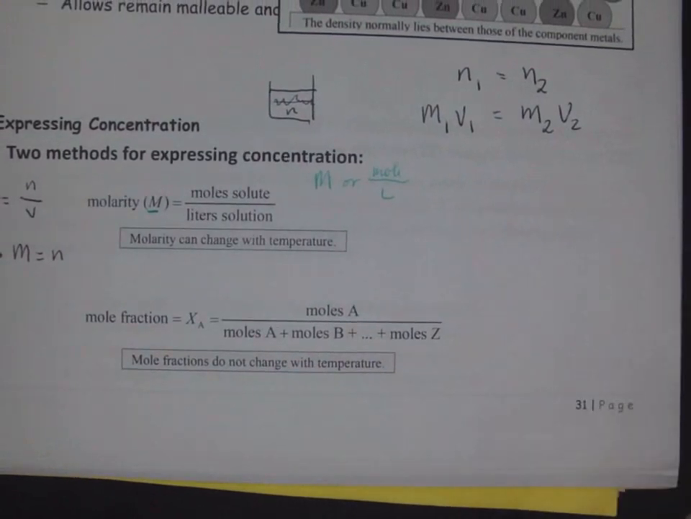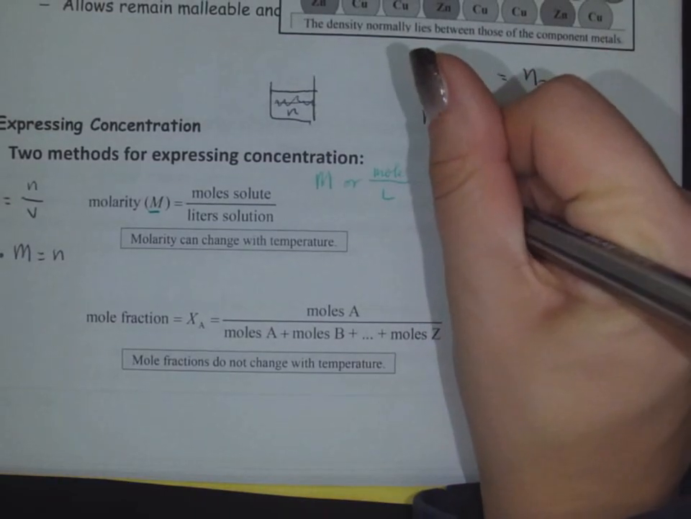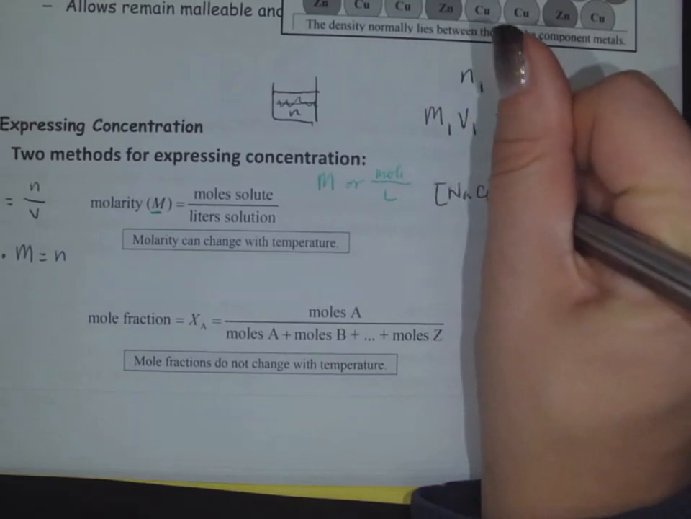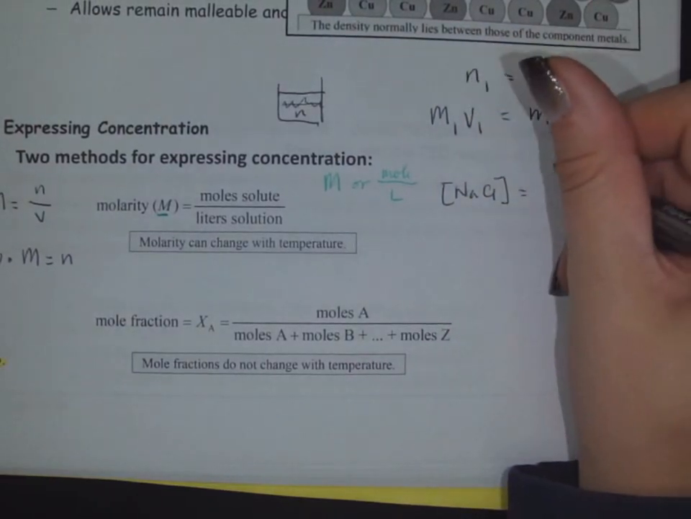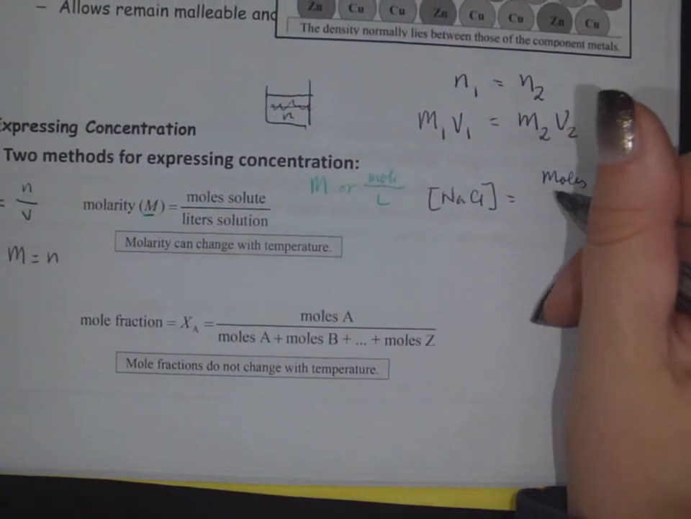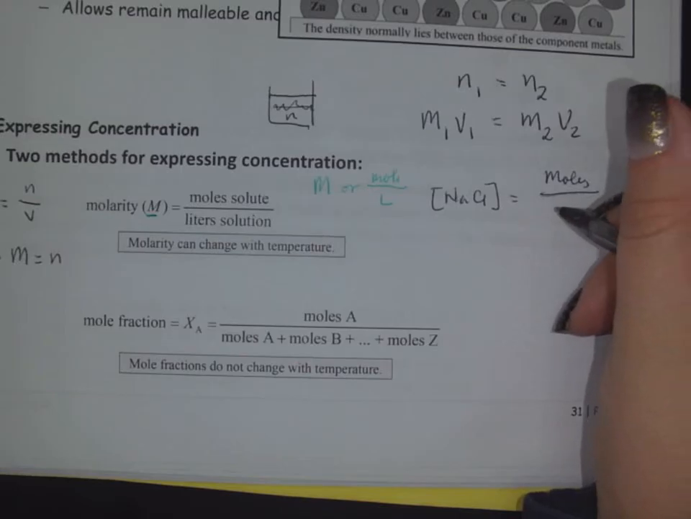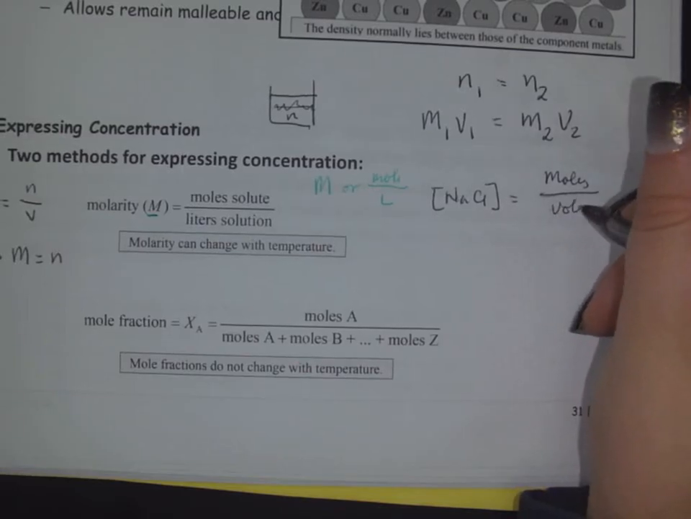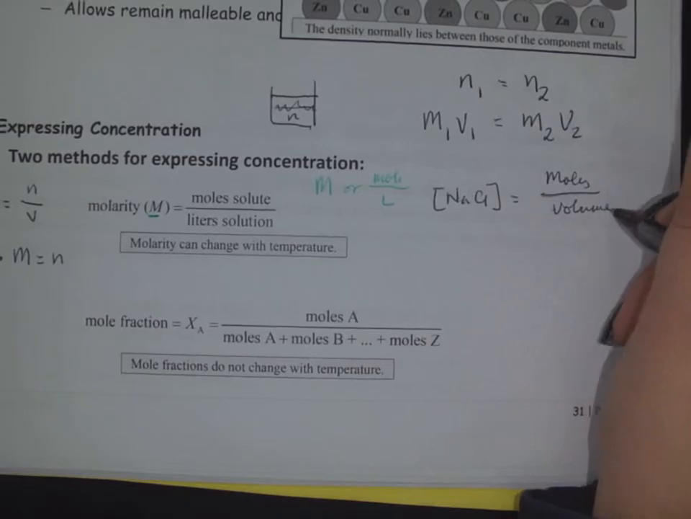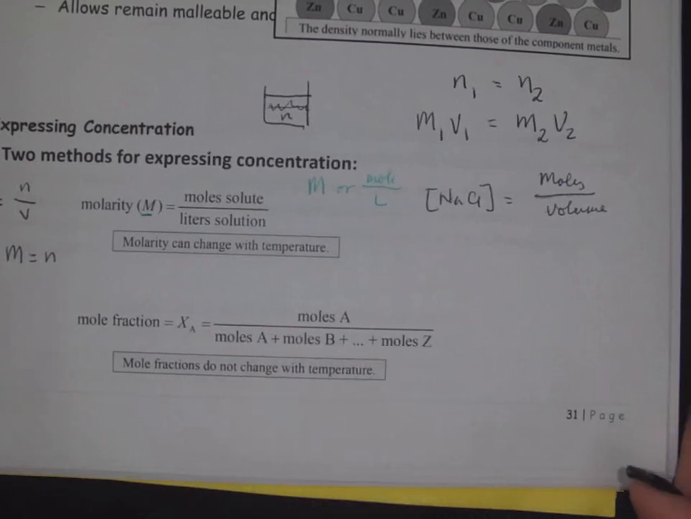And the last thing I want to point out is that we often see that we use brackets to represent concentration. So if I want to say the concentration of salt, sodium chloride, in a solution, that would be the moles of that salt divided by the liters of solution, okay, divided by that volume. But we do it in liters, okay, volume in liters. And you guys are already familiar with mole fractions. You've been doing that.